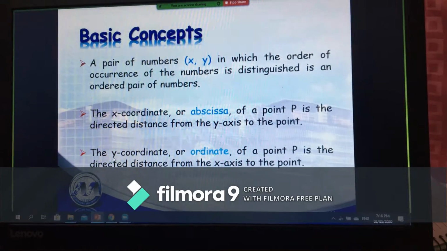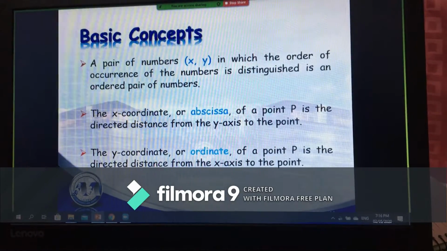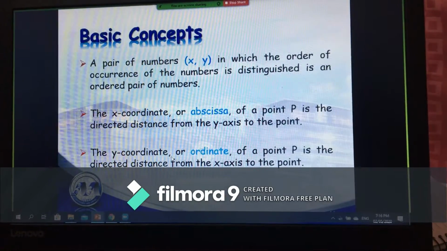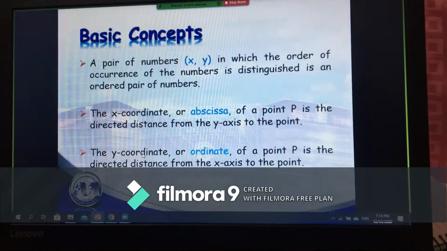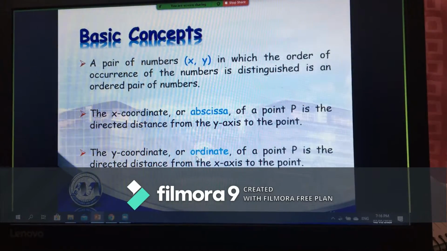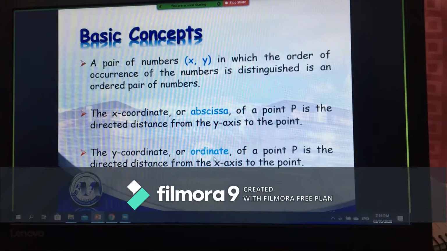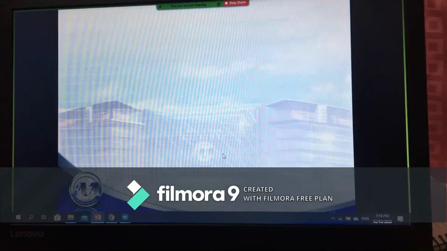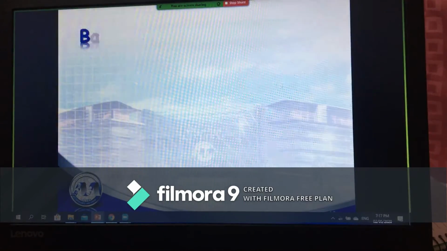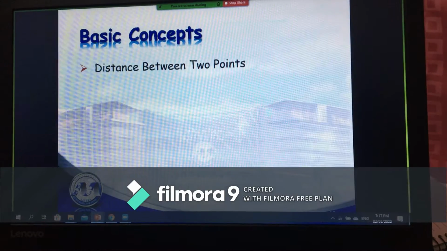The other one is, kasi sinabi paired, no? We have x for the first value, then we have y for the second value. So the second value is the y coordinate, or we call it ordinate. So the y coordinate or ordinate of a point P is the directed distance from the x-axis to the point. From the x-axis to the point. So tawag niya is ordinate. Alright? Now, next topic is about distance between 2 points.